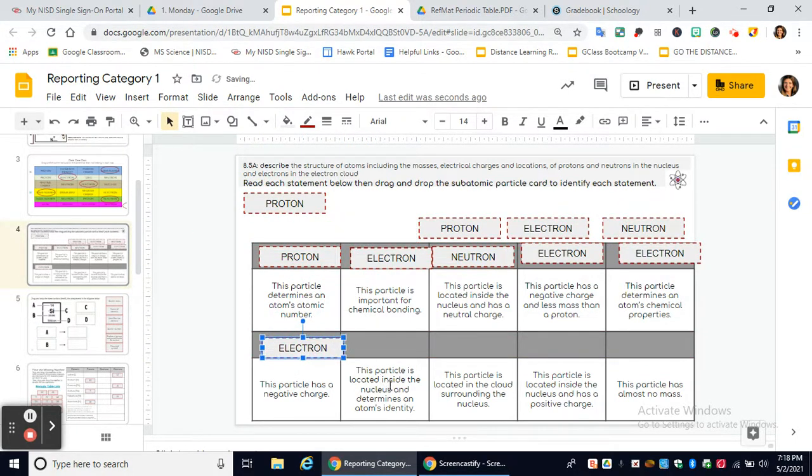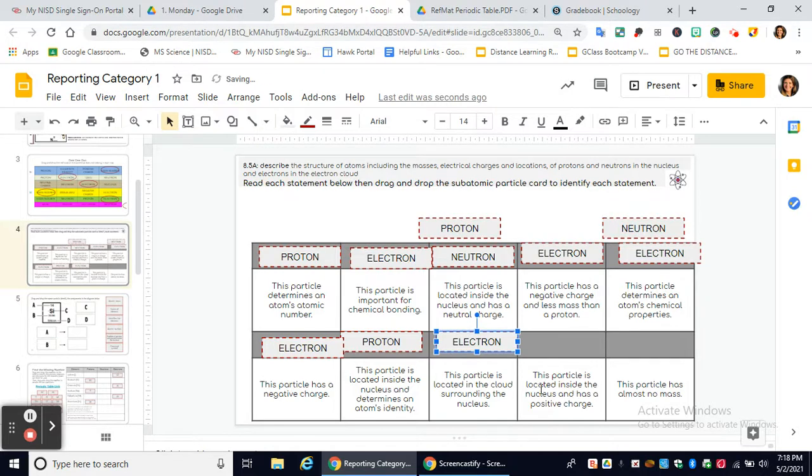This particle is located inside the nucleus and determines the atom's identity. Protons identify an element. This particle is located in the cloud that surrounds the nucleus. That is an electron.